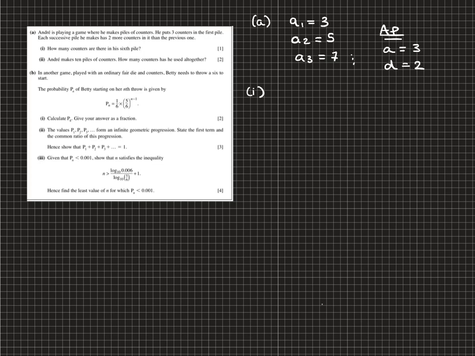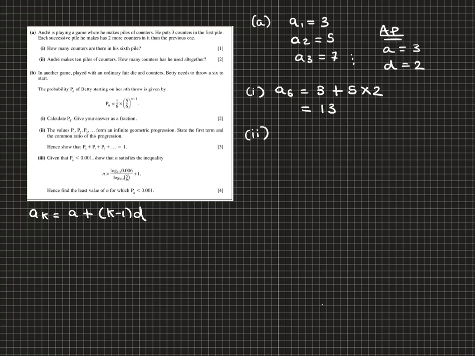So how many counters are there in his 6th pile? A6 is equal to, so remember we're going to use Ak equals a plus k minus 1 d as the formula for any term in an arithmetic sequence. So that is 3 plus 5 multiplied by 2, the common difference, so that is 13 counters.